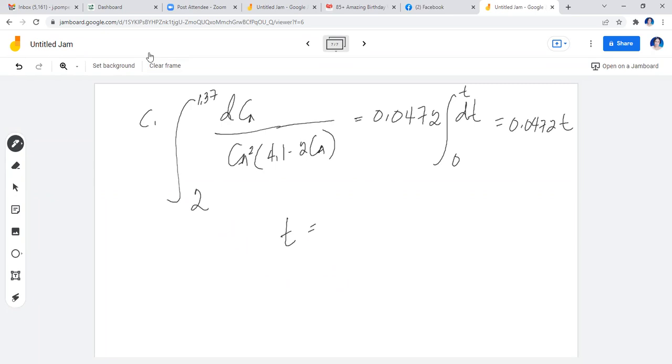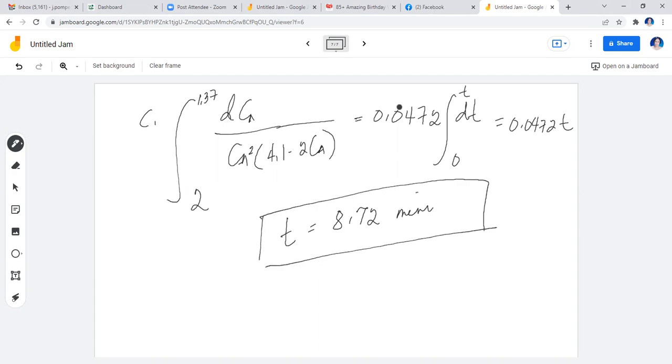Time is, I have an answer here, let's see, 8.72. Correct. So that's 8.72 minutes. So this is the time when rate is maximum using the concentration of A when rate is maximum. Do you get it? You have any questions?